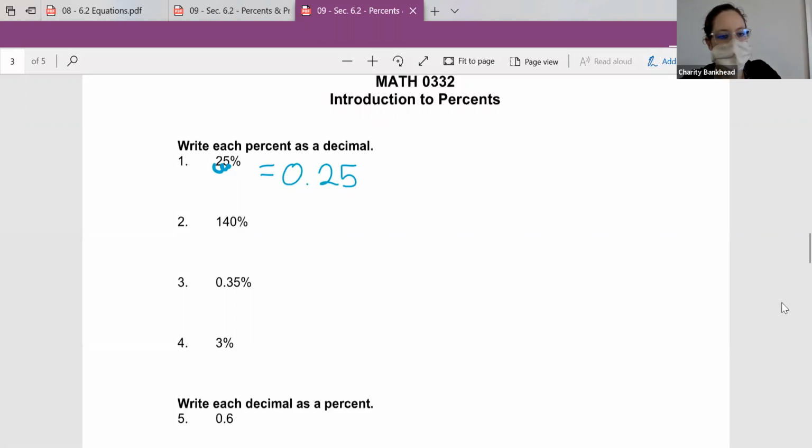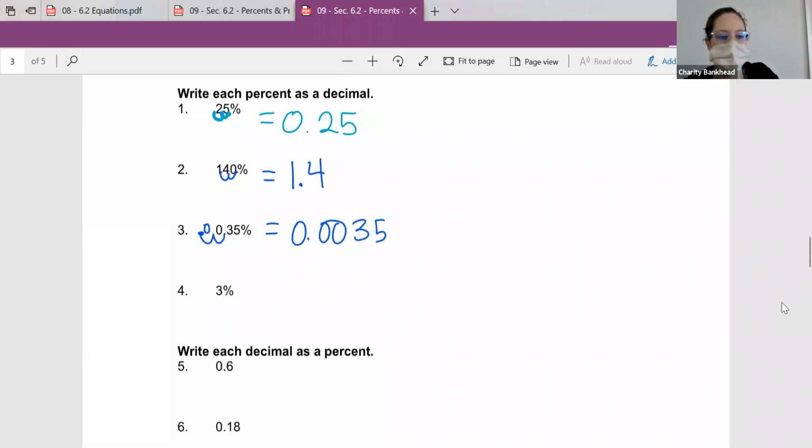So 140% would turn into 1.4. And then 0.35% would turn into 0.0035. And the next one, 3%, would turn into 0.03.